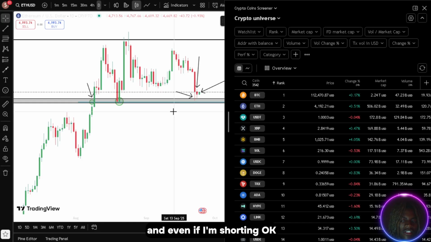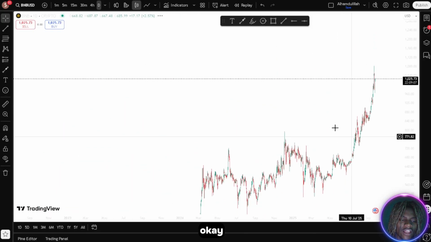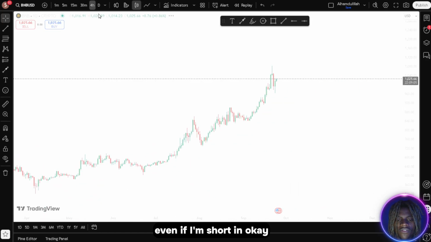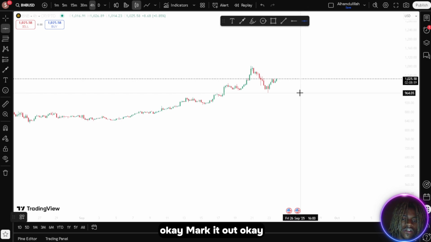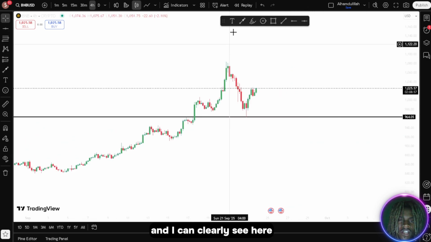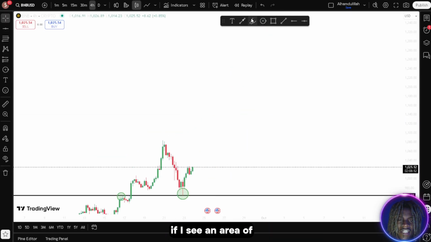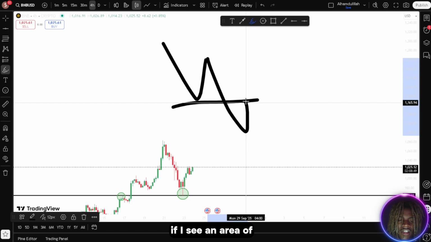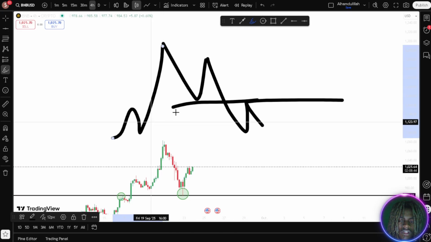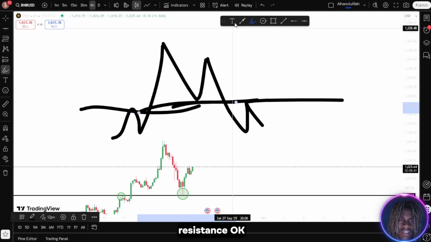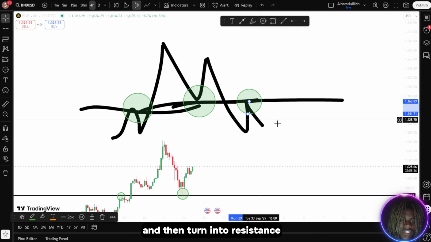Even if I'm shorting, let's go over a short example. I'm going to go to my 4-hour time frame. I would take an area of support, mark it out, and I can clearly see here this area of resistance turn into support. If I see an area of resistance to the left of an area of support being broken and then turn into resistance, that's going to be really good.